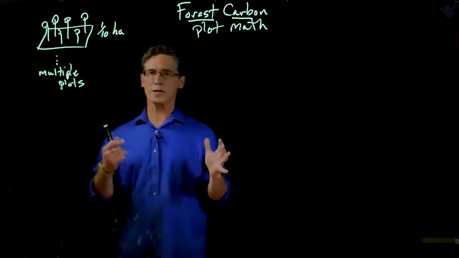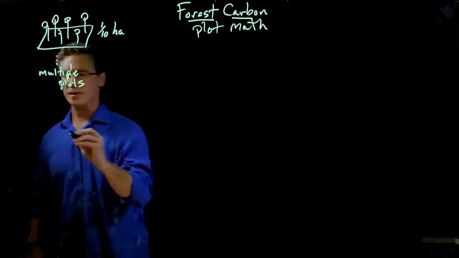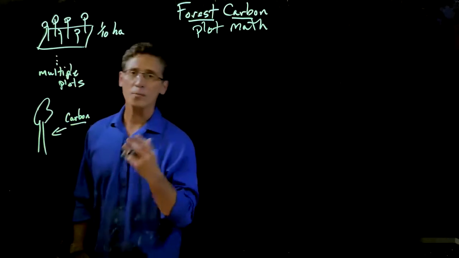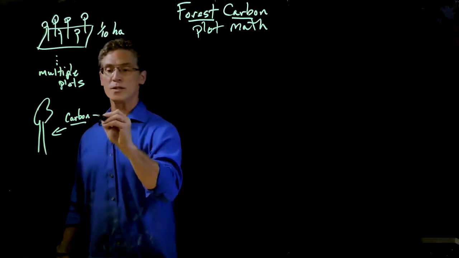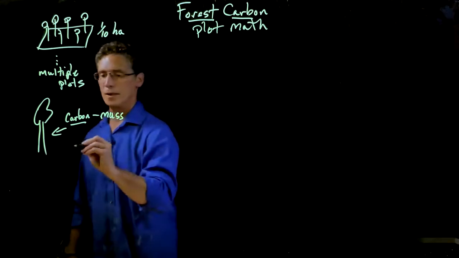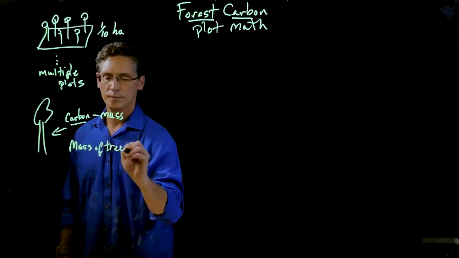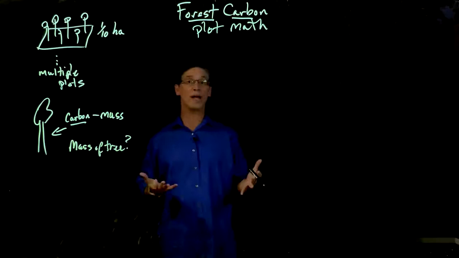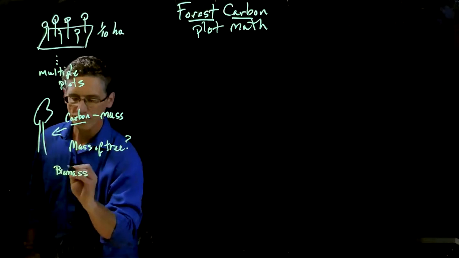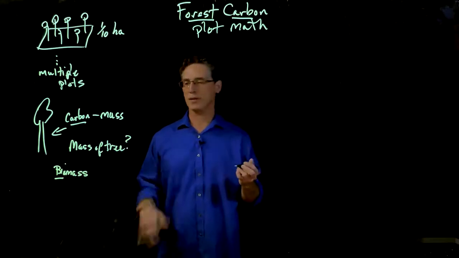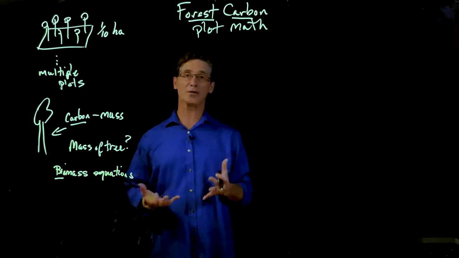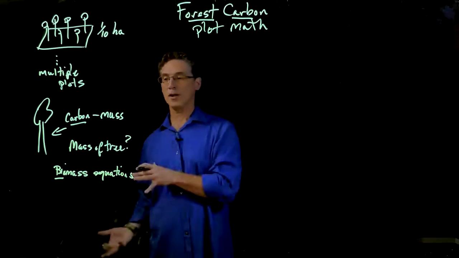So the first question is, how much carbon is in a tree? So if we think about a tree, this tree has a certain amount of carbon in it. Now, carbon's an element, so the way that we would measure carbon is in units of mass. So what we need to know is, what's the mass of this tree? Now, we can't very simply weigh a tree. So there are basic equations that are called biomass equations. And the bio just indicates that it's the mass of a living thing. And these equations will take some measurable attribute of the tree and then convert it into a mass value.